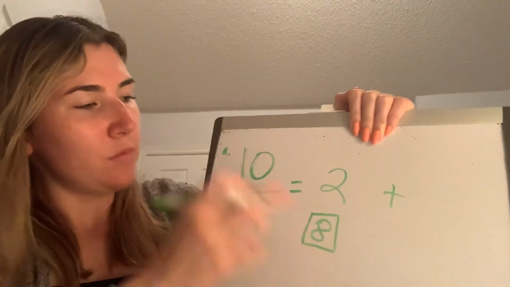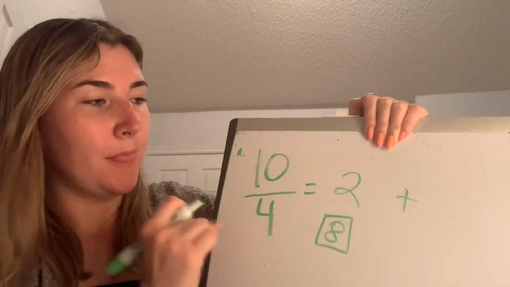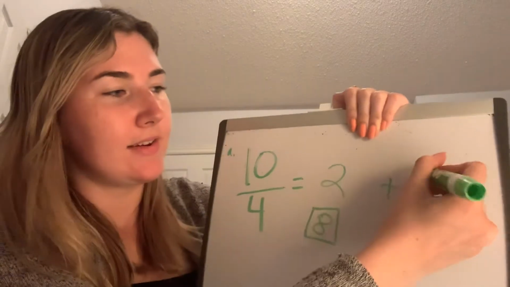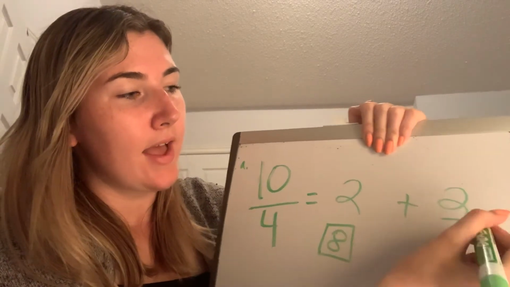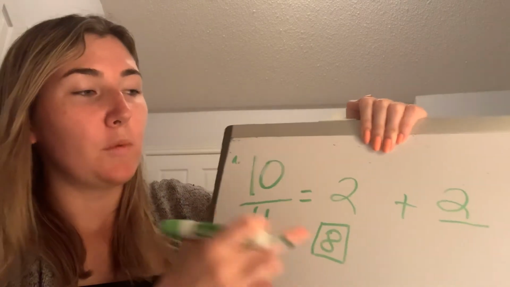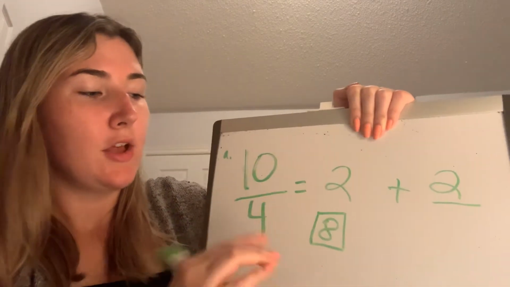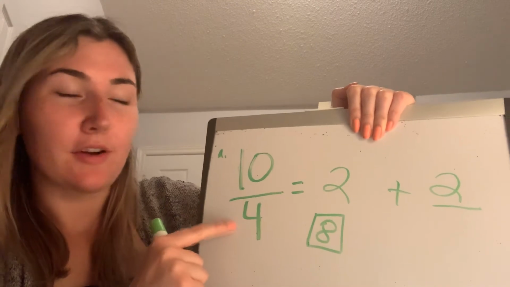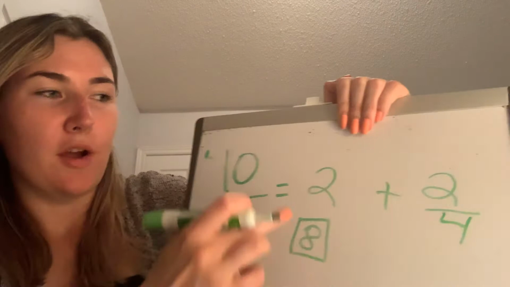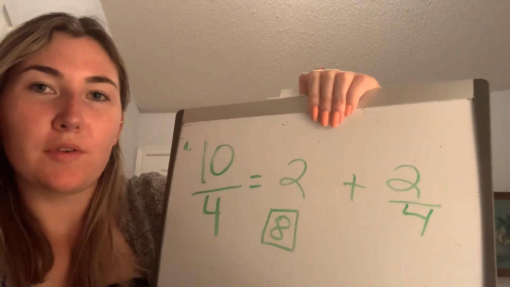We don't want 8, we want 10 over 4. So next we need to add 2 to get to 10. And since our final answer is in a fraction, we need to be adding a fraction that has the same bottom number as our answer. So here we are, we have 2 plus 2 over 4. So now you can pause this video and complete the rest of part 6 on your own.